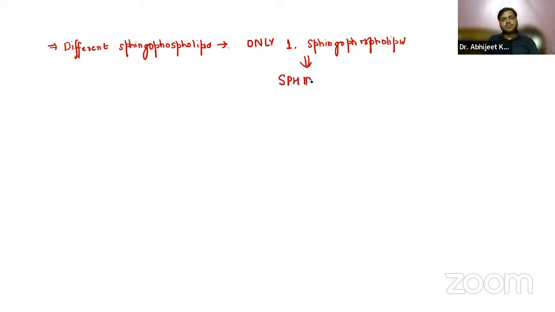different sphingophospholipid. So only one is there, guys. Only one that you have to remember. Only one sphingophospholipid, and that is called the sphingomyelin. Sphingomyelin, right?